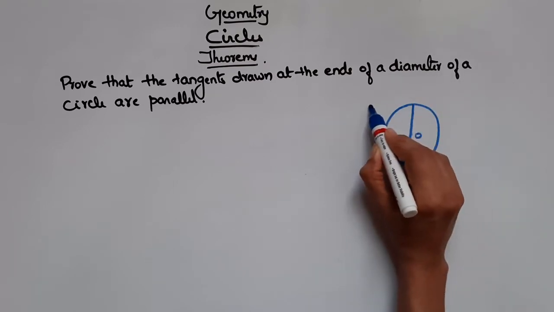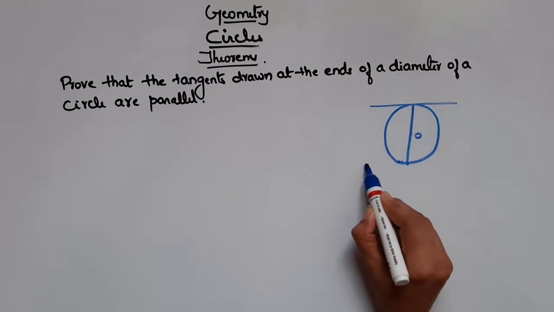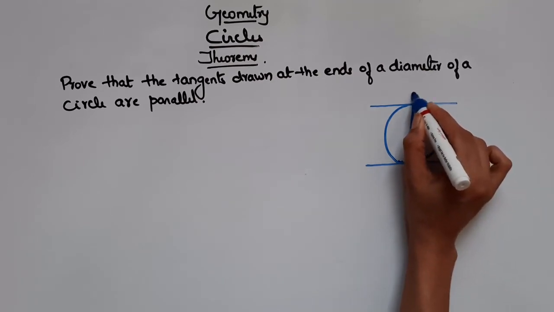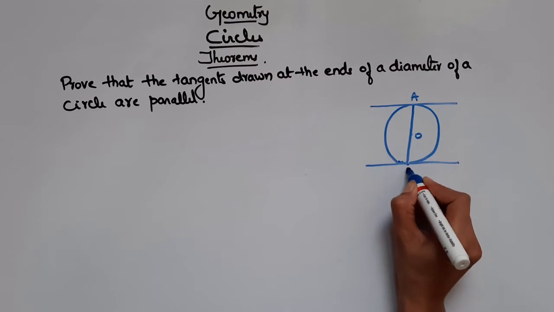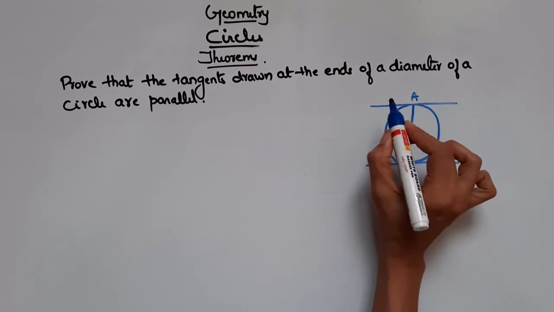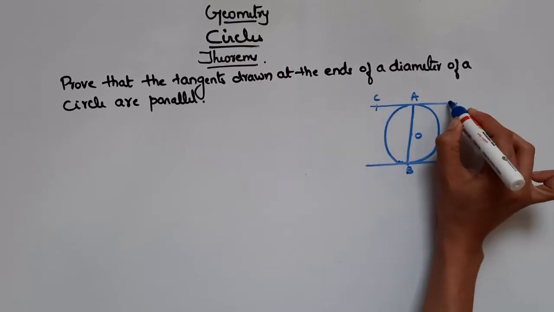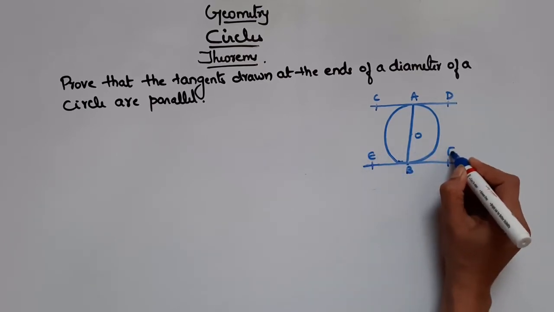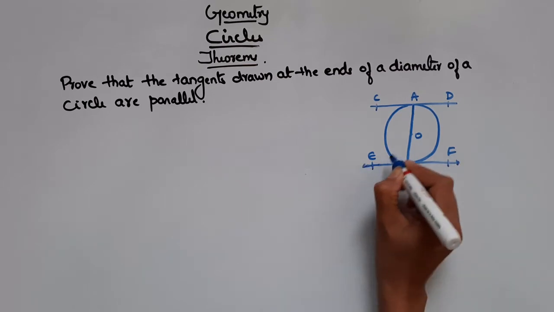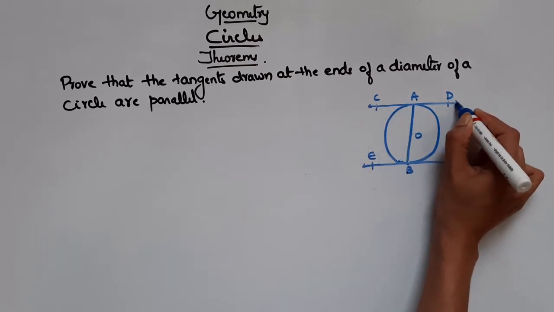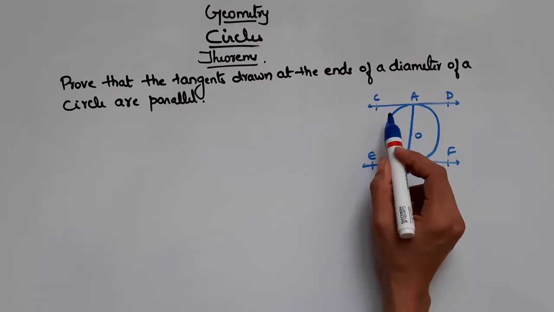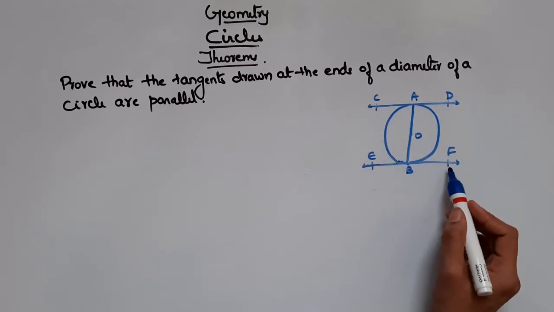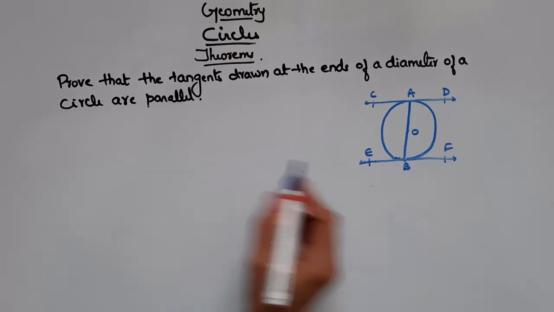So here is one tangent and another one here, right? So let's take this point of contact as A and this as B. So let's take this tangent as CD, this as EF. Alright. So now what we have to prove? We have to prove the tangent CD is parallel to the tangent EF. Right? First let's write what is given.